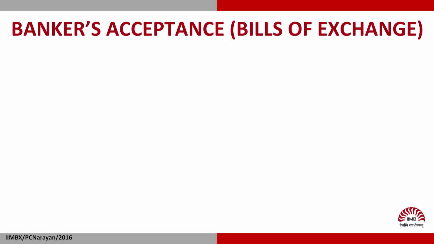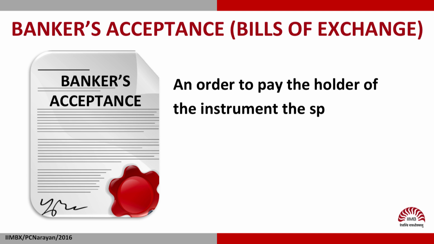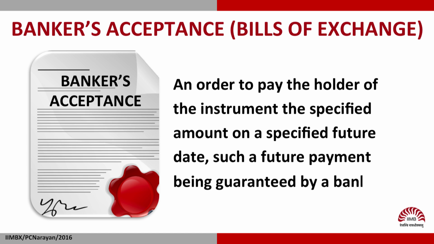Consequently, the exporter would prefer that the payment be guaranteed by a bank. This is achieved through a banker's acceptance. By definition, a banker's acceptance, sometimes referred to as a bill of exchange, is an order to pay the holder of the instrument the specified amount on a specified future date, such a future payment being guaranteed by a bank.